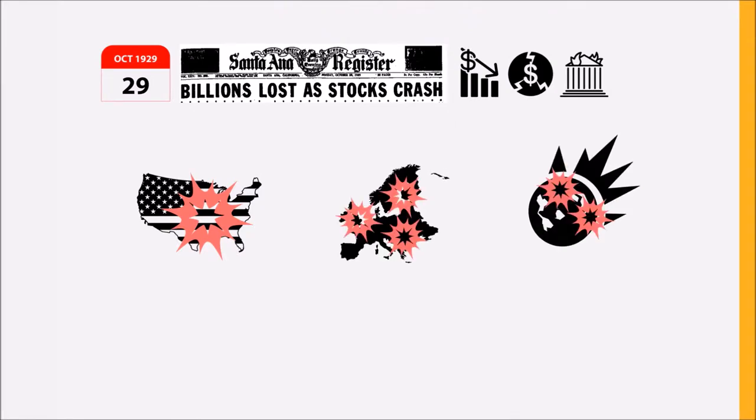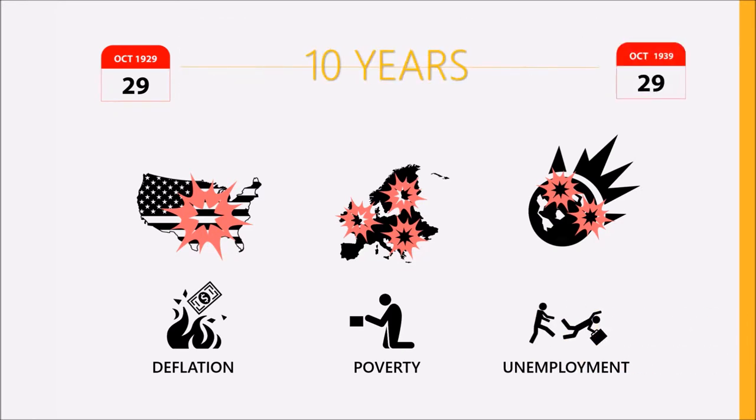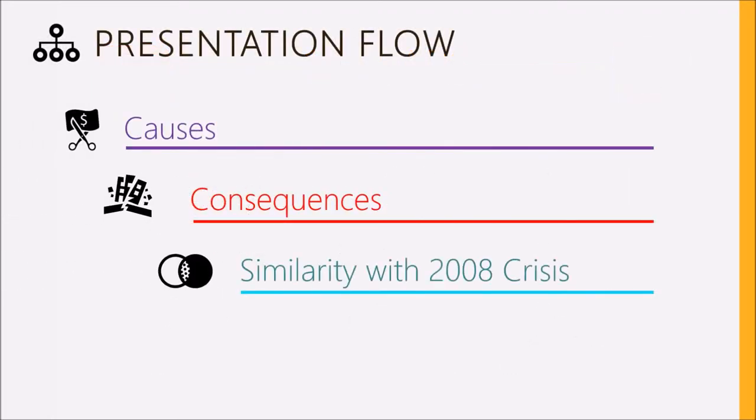quickly. It caused serious deflation, poverty, unemployment and other problems. It had lasted for about 10 years and was considered one of the worst periods of the world's economy. And here, we will further talk about the causes, consequences, and the similarity with the 2008 credit crisis.